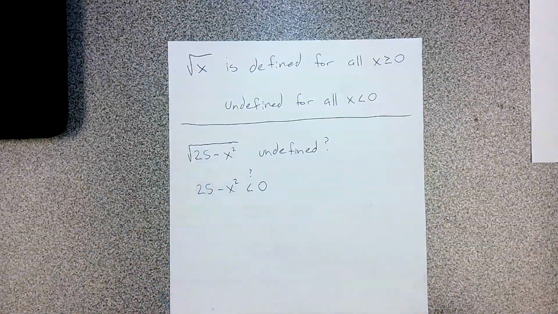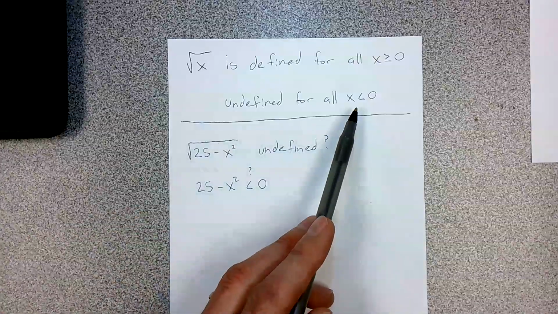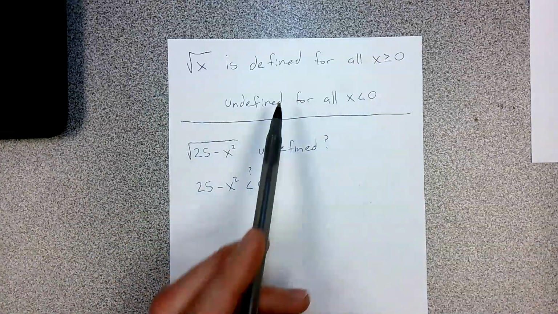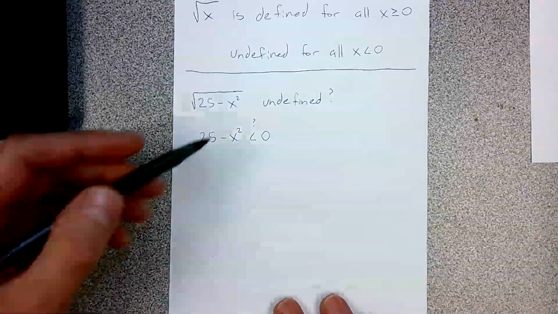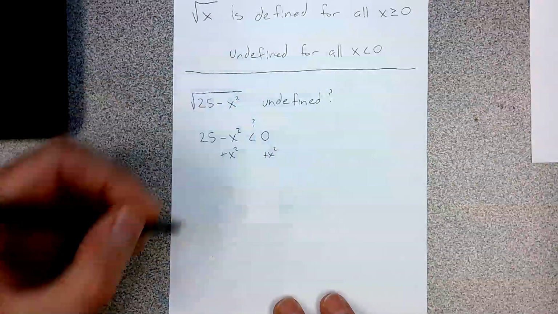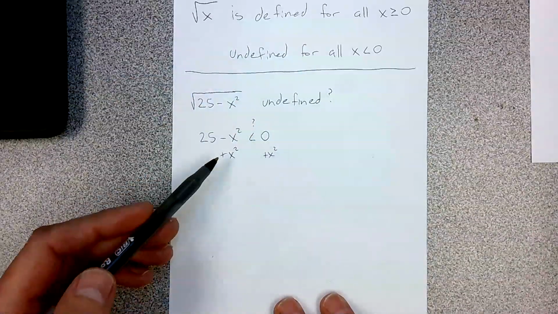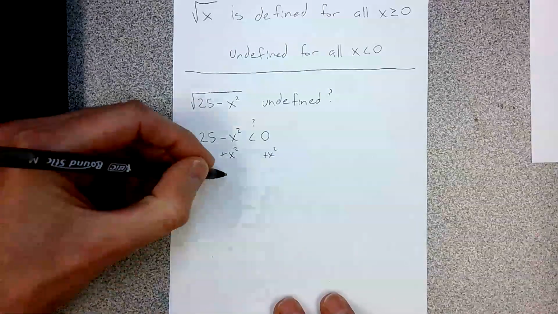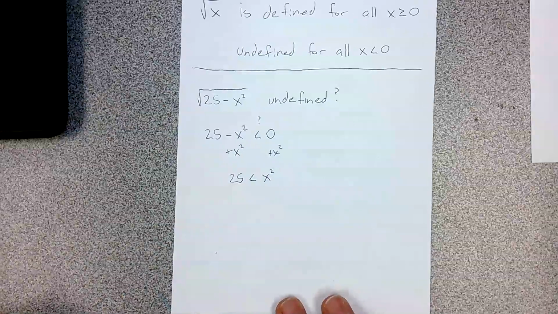So we're not really solving for x, we're just trying to figure out when it won't work. When will this quantity here be less than 0? Because then it will be undefined. All right, solving an inequality, I'm going to add x squared to both sides. You could subtract 25 and deal with it that way, but I'm just going to add x squared to both sides. 25 is less than x squared then.